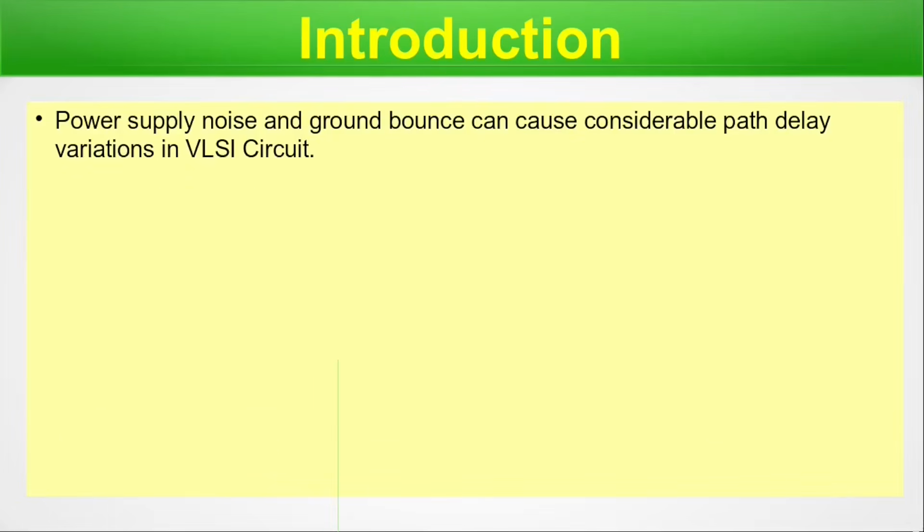Introduction. Power supply noise and ground bounce can cause considerable path delay variation in VLSI circuits. Generally, we have two lines, that is VDD and ground, right, in any VLSI circuit. So noise in either can cause path delay, that is delay in the timing in any VLSI circuit. And if there is a delay, then it affects the performance of the chip. So here is the grave importance of dealing with the ground bounce.